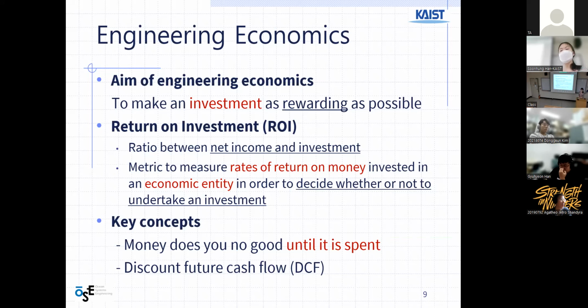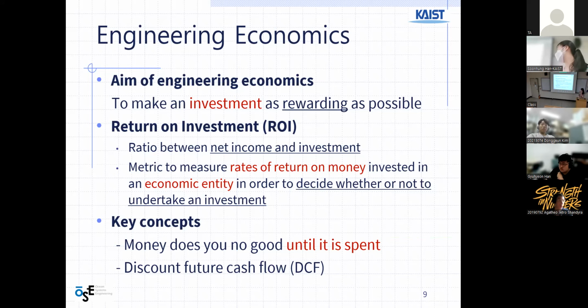And ROI is the ratio between the net income and investment. It is the metric to measure the rates of return on money invested in a certain economic entity to decide whether or not to undertake an investment. If you do the stock market, you would know that you would really want to reduce the amount of money you initially want to invest and invest with the maximum amount of efficiency.